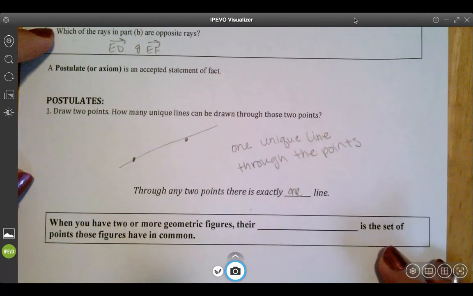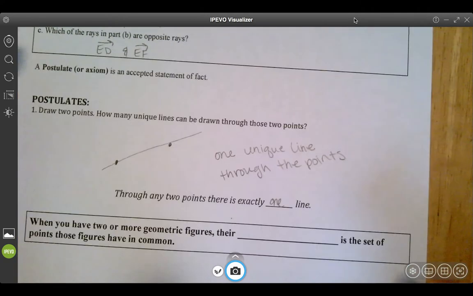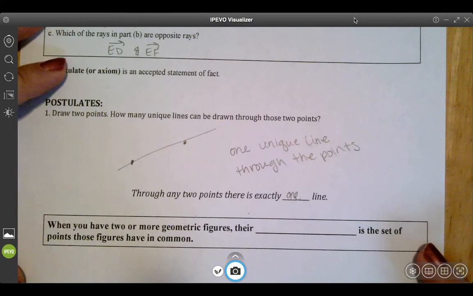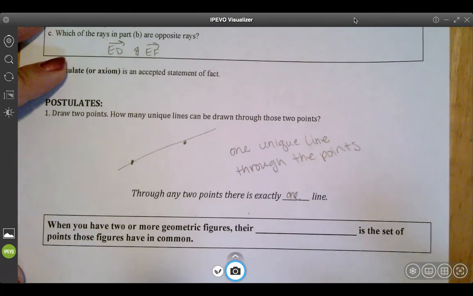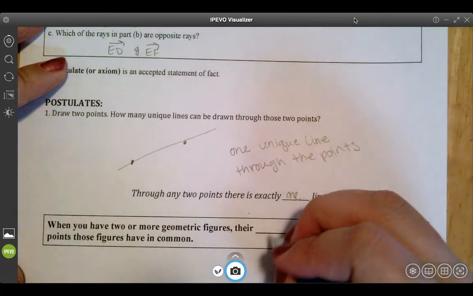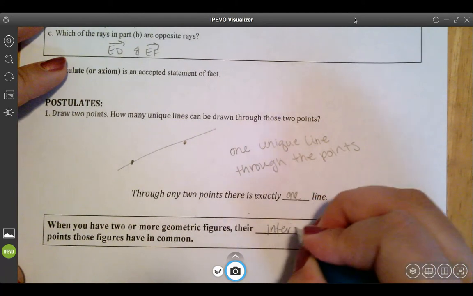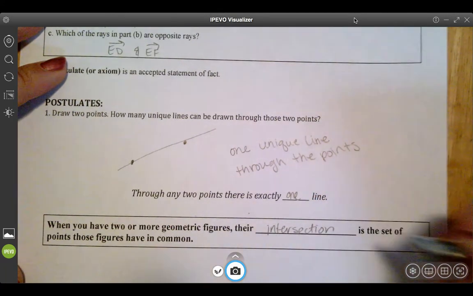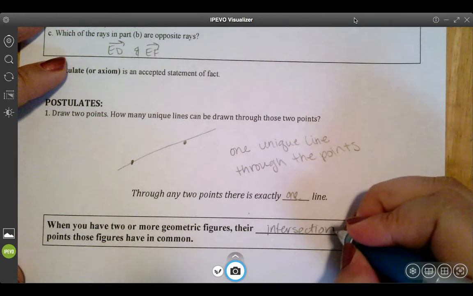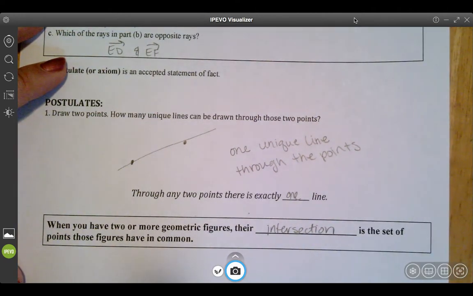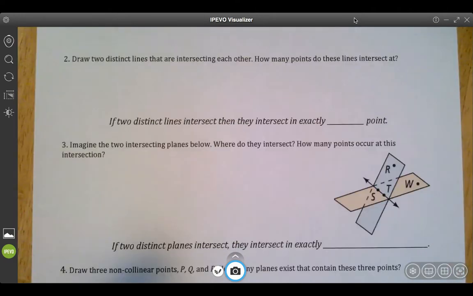Now, this is kind of a reminder from algebra that when you have 2 or more figures, the points that they have in common, everything that they share, is called their intersection. Intersection is what do they share in common. Let's take a look at the next page.